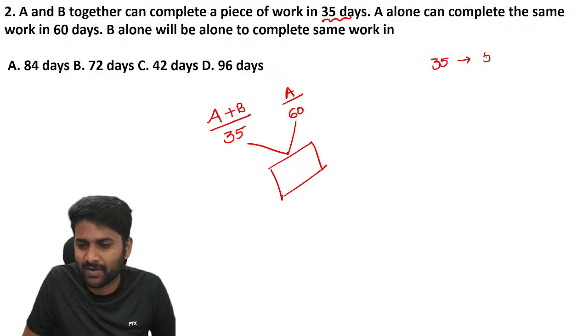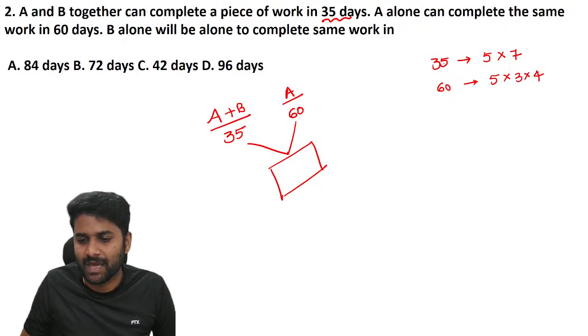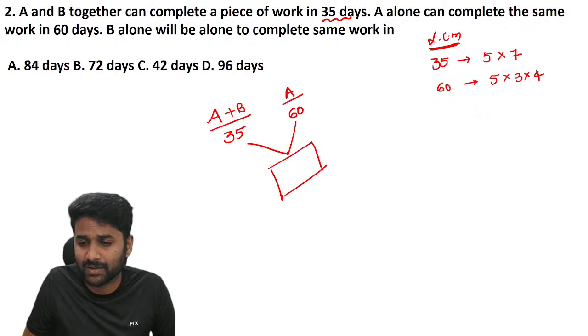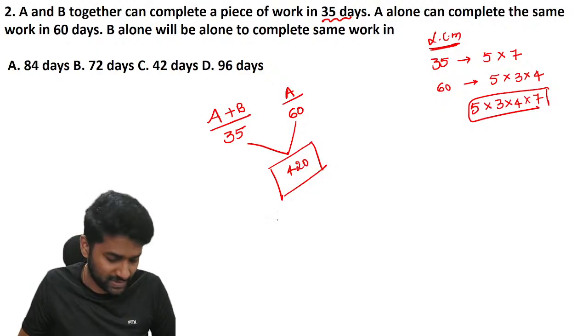See, 35 is 5 into 7. 60 is 5 into 3 into 4. 3 into 4 into 5 is 60. As you know, in the prime factorization method, LCM does not require the common number to be repeated; consider the highest power. So 5 into 3 into 4 into 7. It means 6 into 7, which is 420 units.